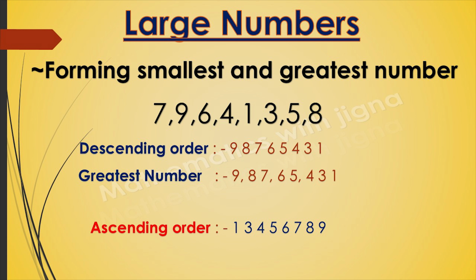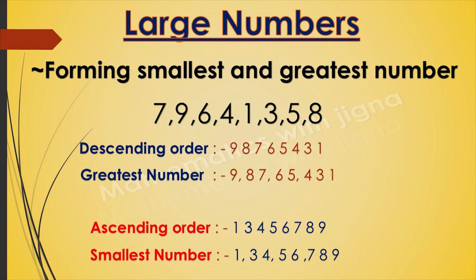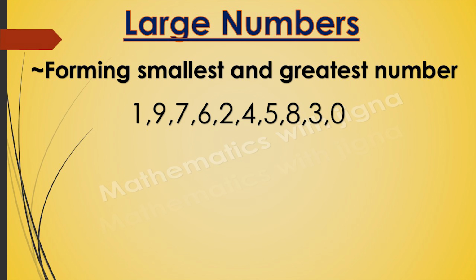Similarly, by arranging the given digits in ascending order, we get the smallest number. 1, 3, 4, 5, 6, 7, 8, 9. This is the ascending order of those digits. So the smallest number is 1 crore 34 lakh 56,789.